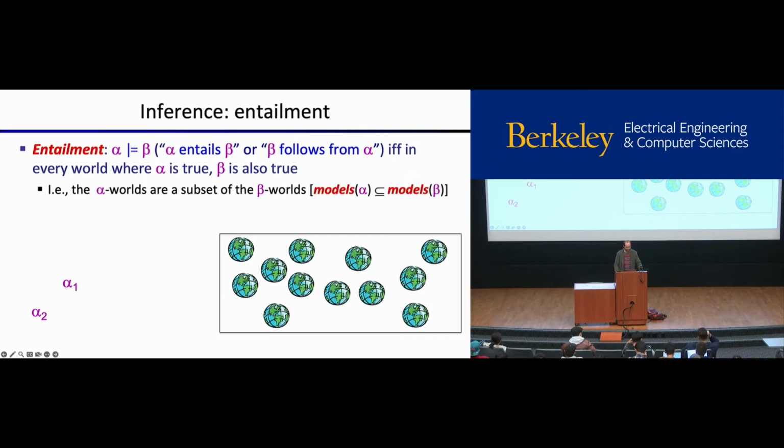Okay. The coolest thing you can do with logic is figure out new things that are entailed by things you already know. So entailment, we write like this. We say alpha entails beta, or beta follows from alpha, if and only if in every world where alpha is true, beta is also true. That is the definition of entailment.